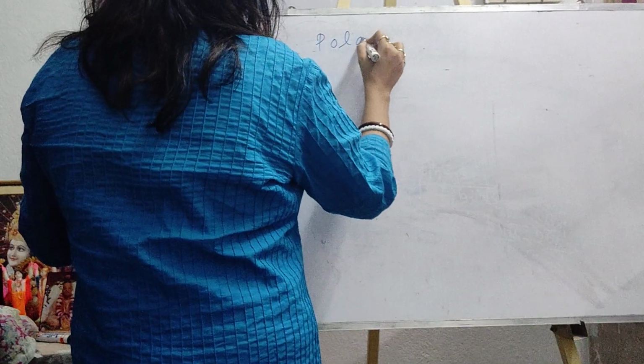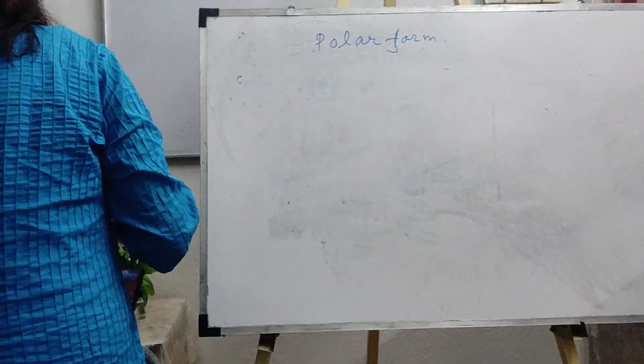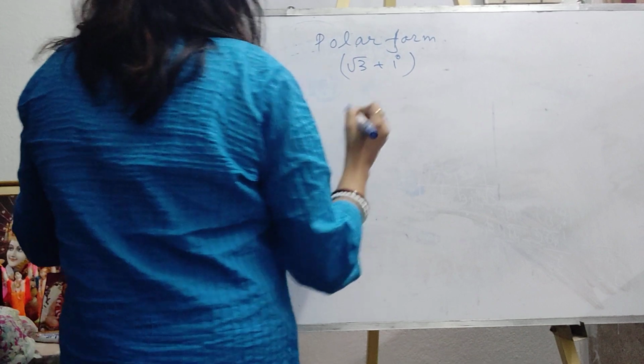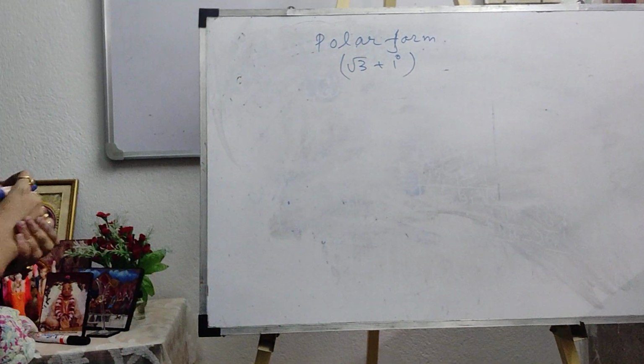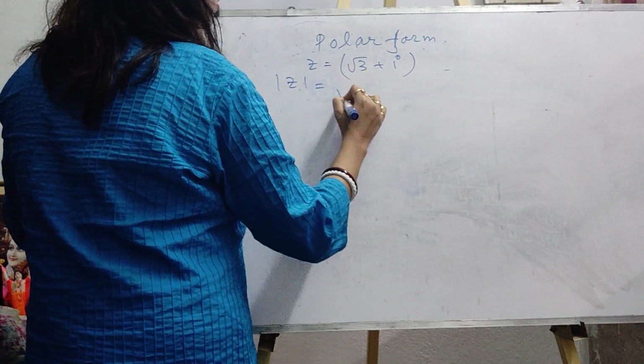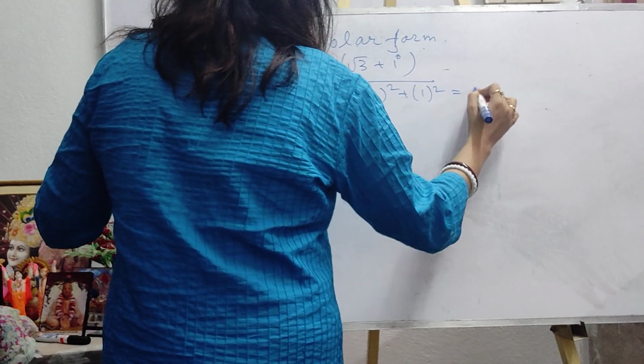Polar form. Root 3 plus i, write in polar form. Very easy. So first find mod z. Let this be z. Mod z equal to root over root 3 square plus 1 square, that is 2.